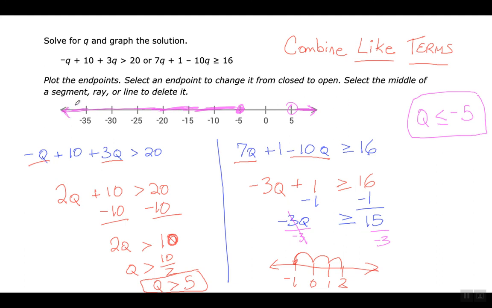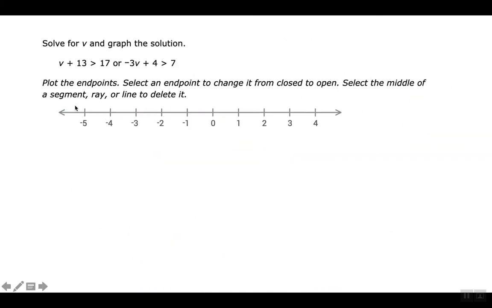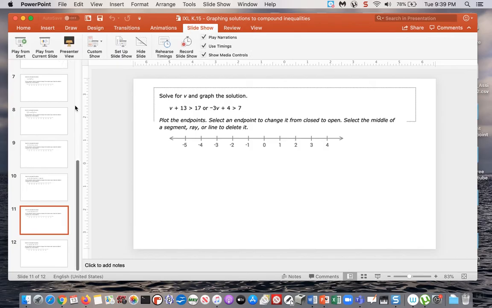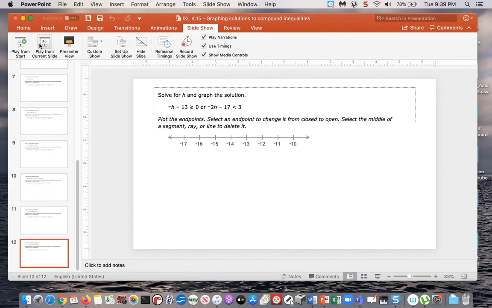Alright, I'm not sure if this is the last example. Let me check. 2 more. Let me, for the sake of time, I'm going to skip this one and jump to this last one. Alright, let me do this last one.